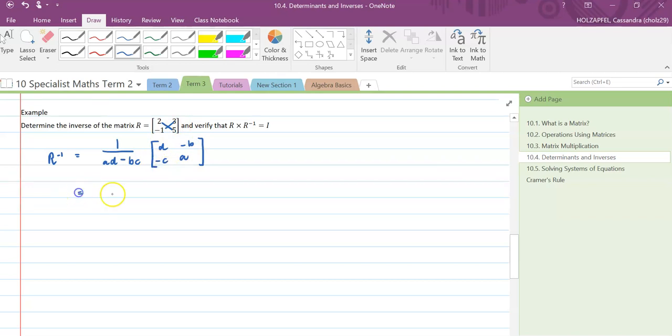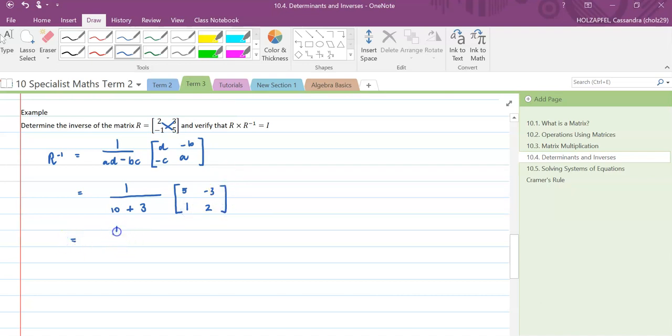Okay, so let's substitute in the information that we know now. To calculate the determinant, 2 by 5 is going to be 10. Negative 1 by 3 is going to be negative 3. So 10 take away negative 3 is going to be equal to 10 plus 3. All right, so now A and D swap spots. So 5 is going to go here, 2 is going to go here. And then B and C are going to swap signs. So positive 3 will go to negative 3, and negative 1 is going to go to positive 1.